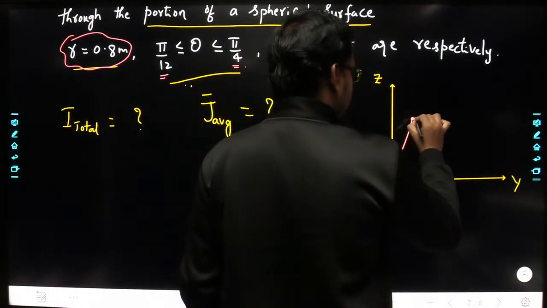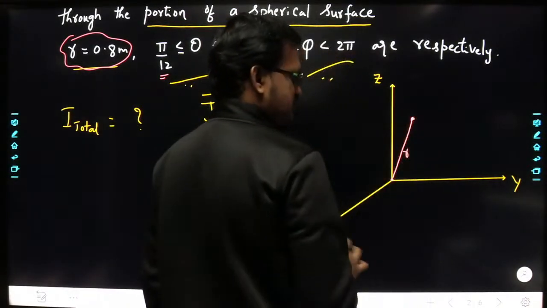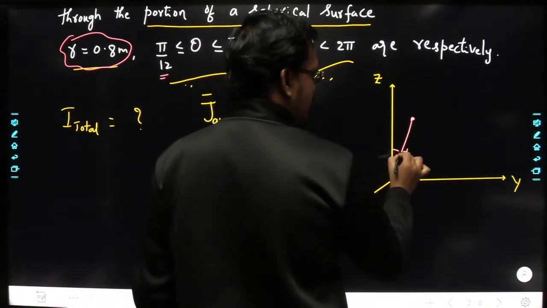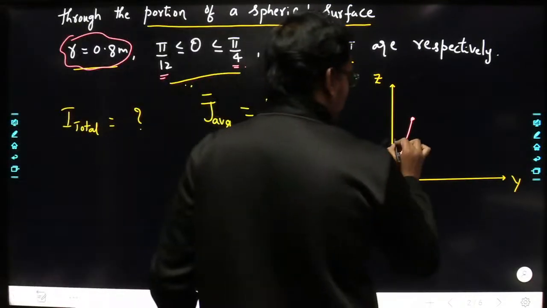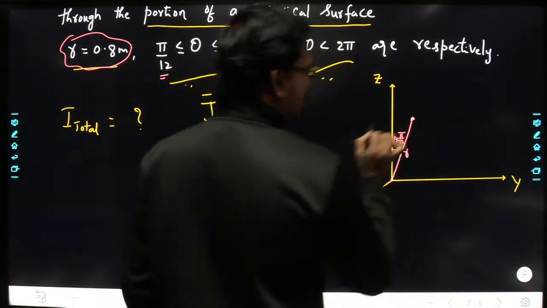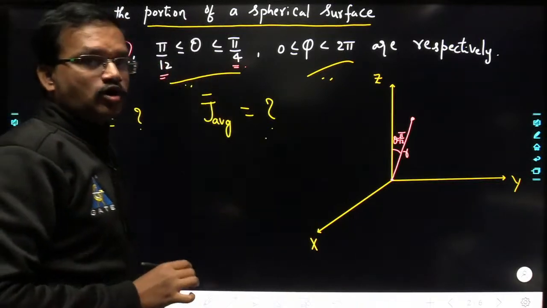Okay, so let us consider r equal to 0.8 meters, right? And the angle between the z axis and r is nothing but theta. Initially the theta value is pi by 12, so here theta is equal to pi by 12, and it is varying from pi by 12 to pi by 4.